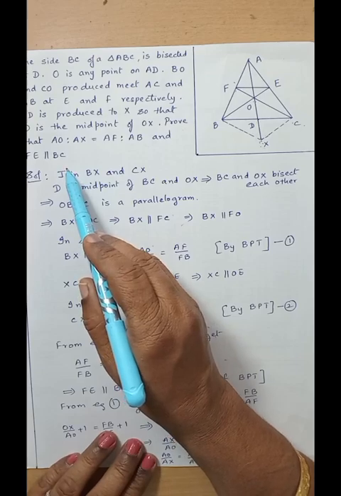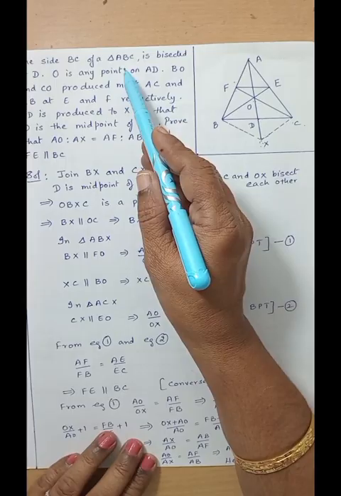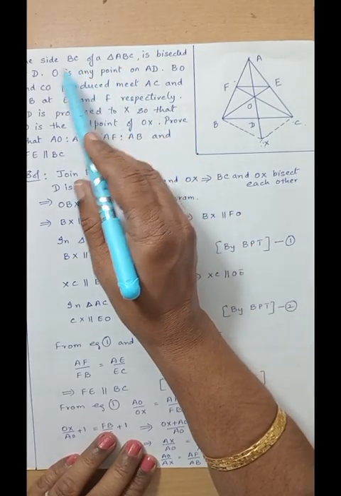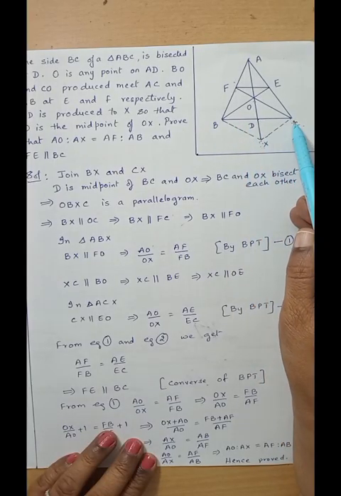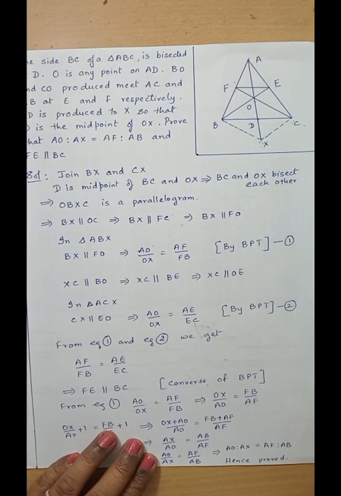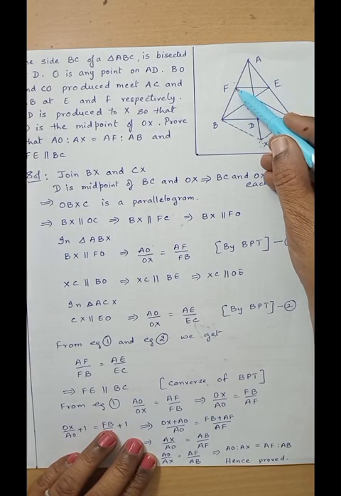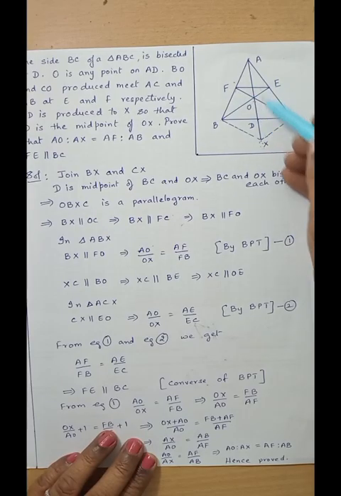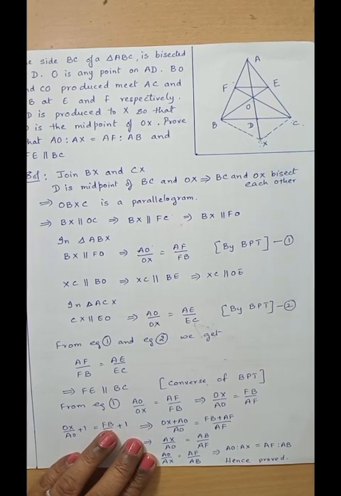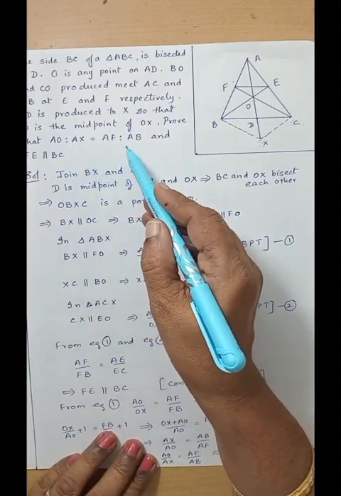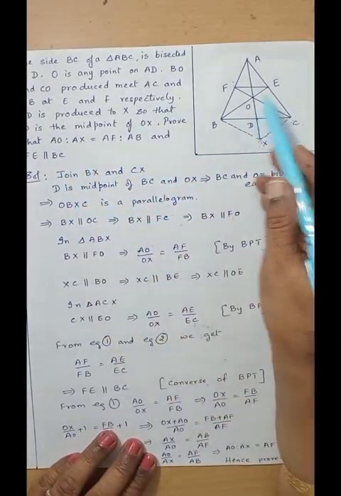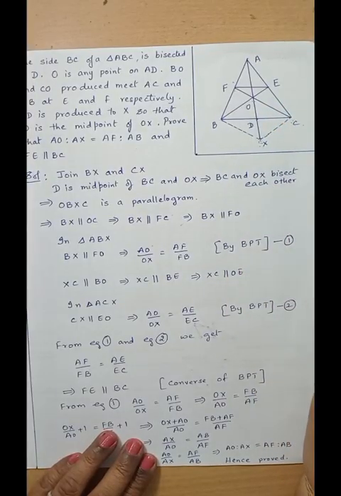Let us check the question once again. In triangle ABC, the side BC is bisected by D. Hence, D is the midpoint of BC. And he has also given that BO and CO are extended till E and F respectively. And AD is produced to X such that D is the midpoint of OX. And we need to prove AO by AX is equal to AF is to AB, and FE is parallel to BC. This is what we need to prove.